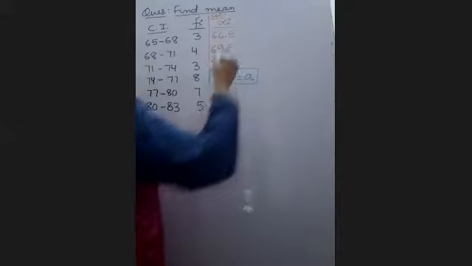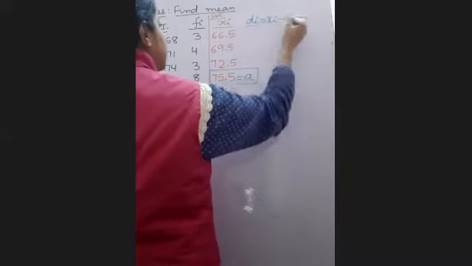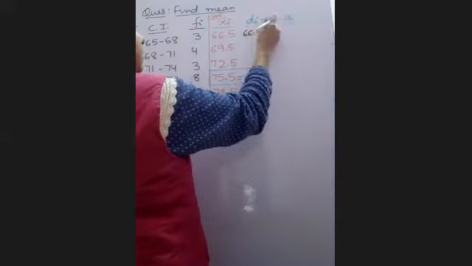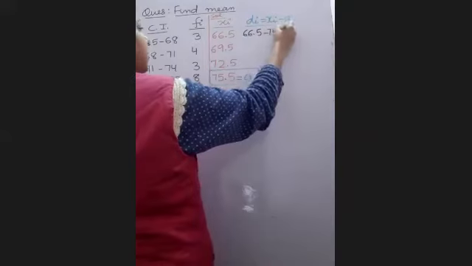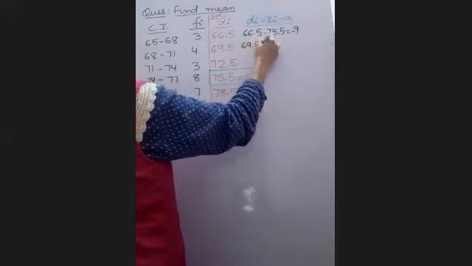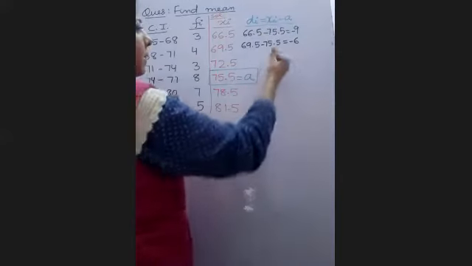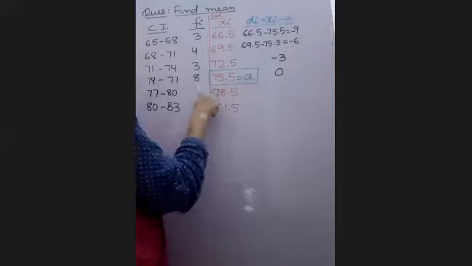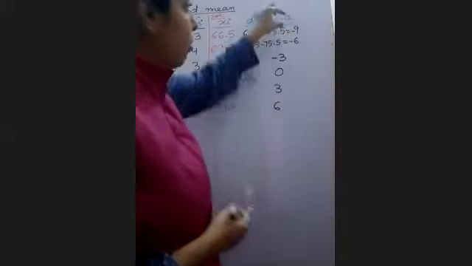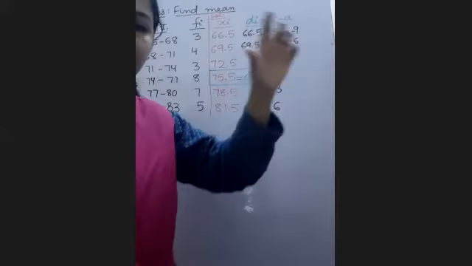Now what is the next column we have to take care of? Deviations, di. What is the deviation? di equals xi minus A. The first one would be 66.5 minus 75.5, which is minus 9. Then 69.5 minus 75.5 is minus 6. Continuing like this, you will have minus 3, 0, then 78.5 minus 75.5 is 3, and then 6. It is also forming a beautiful pattern. They all are at a gap of 3, which was the class size. Children, can you notice this?